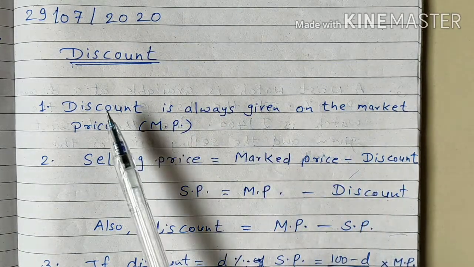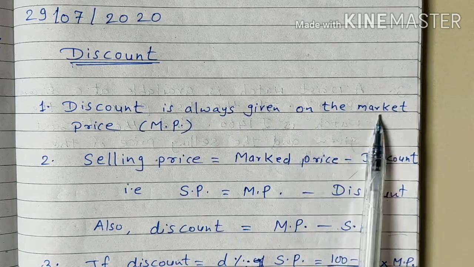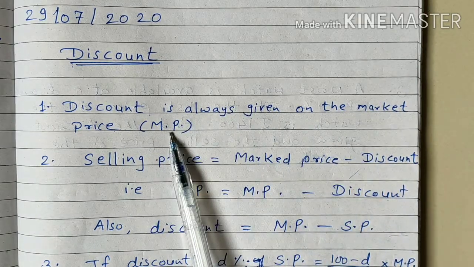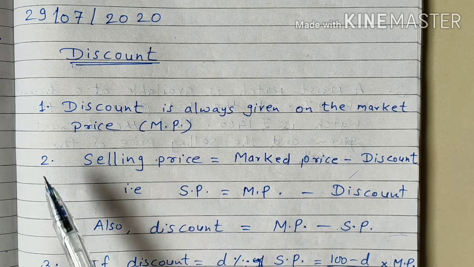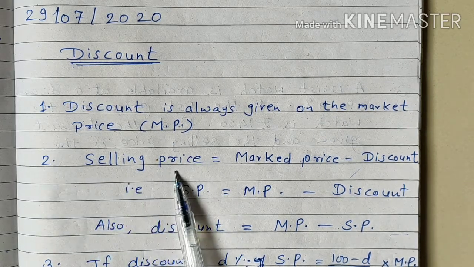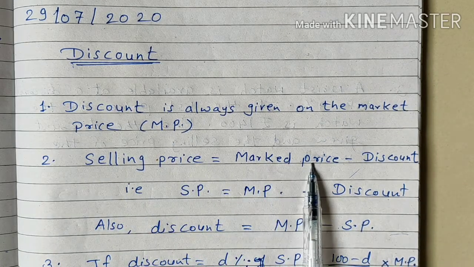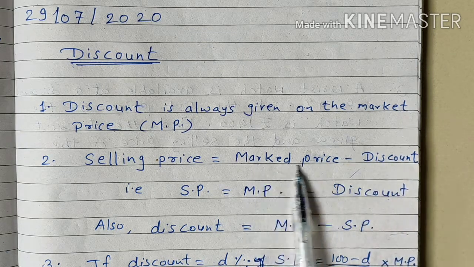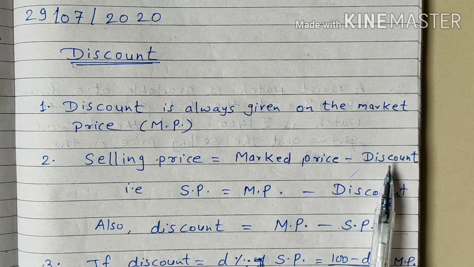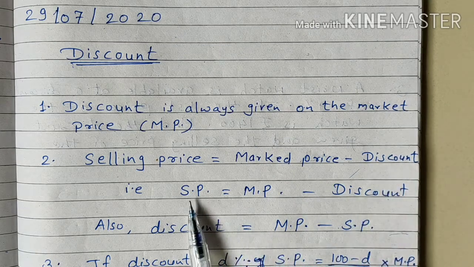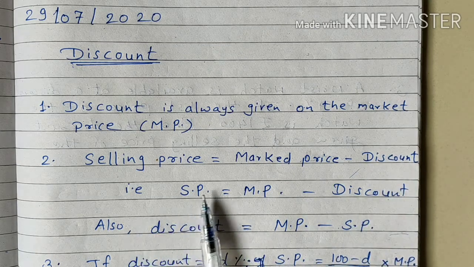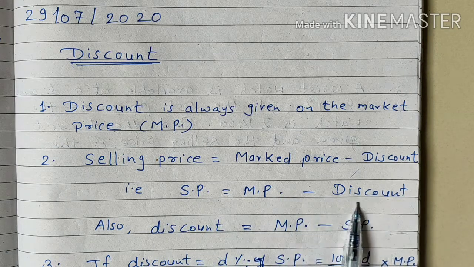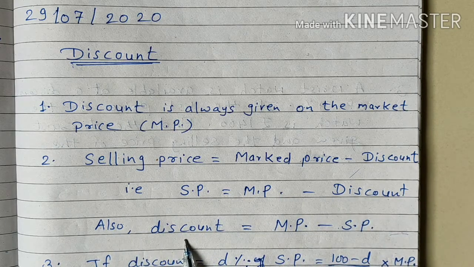First of all, discount is always given on the market price. Okay, this is a very important thing. Second, selling price is always equal to the market price minus discount. Whatever the market price is given, from that we have to minus the discount. Selling price equals market price minus discount. Or we can also find the discount by market price minus selling price.